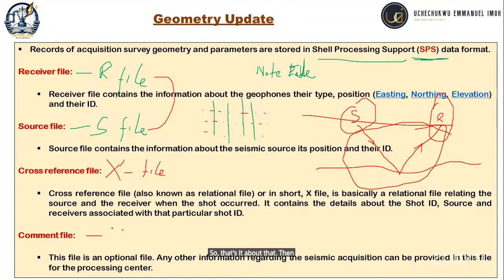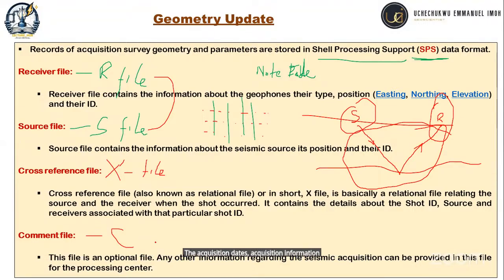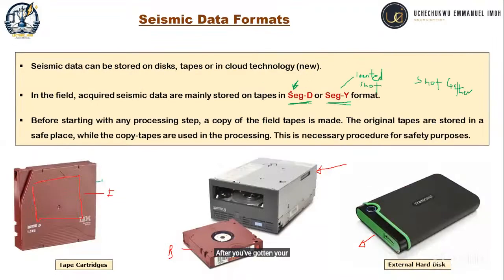Then you can also have your comment file, where you have comments, mostly the header information about these different files, the acquisition dates, acquisition information, and all that. So that's typically what the SPS is. It is this SPS file that is used to do your geometry updates, okay? To update the geometry of the acquisition, you need the SPS file after you've gotten your SEG-D or maybe your SEG-Y.